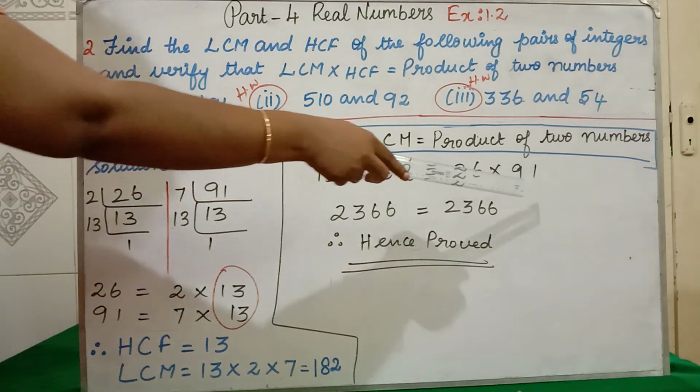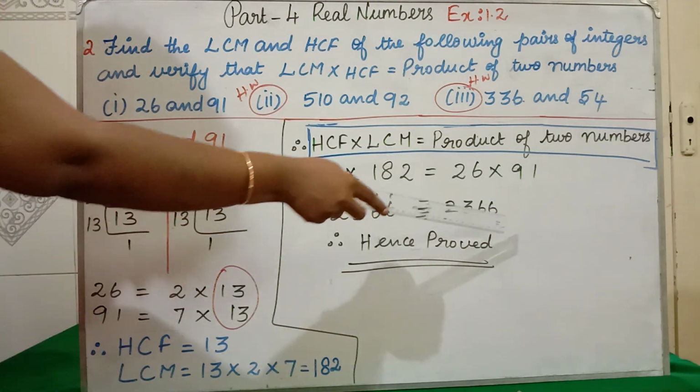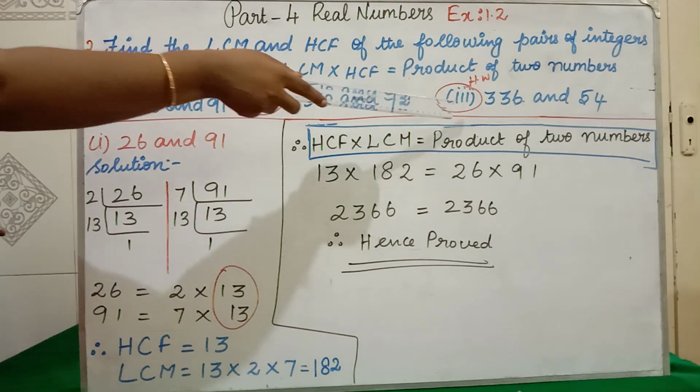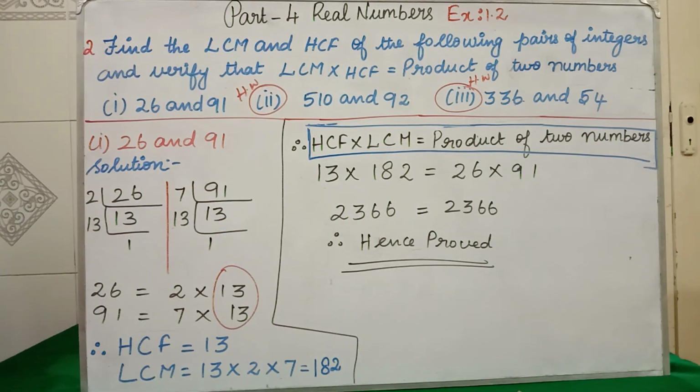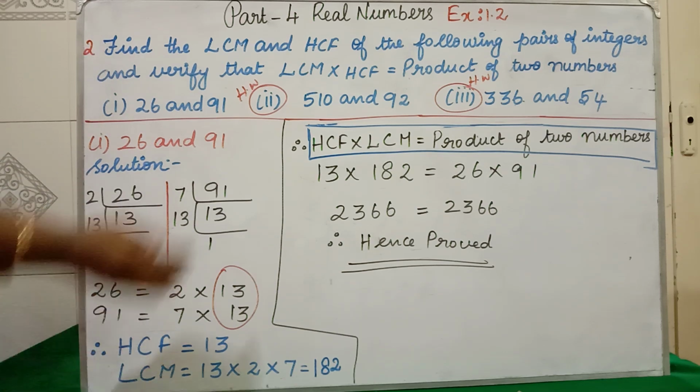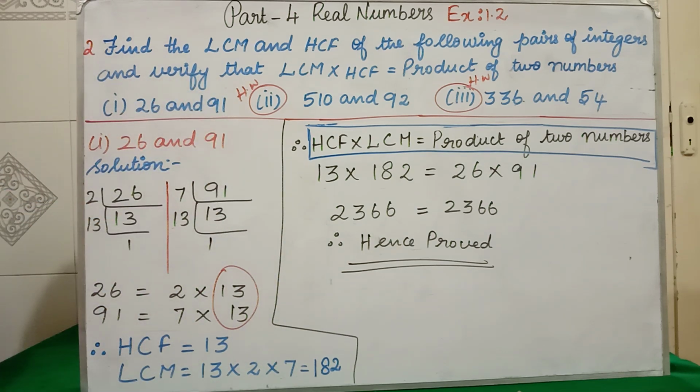Similarly, 26 into 91 is 2366. So, they asked us to verify, isn't it? Hence, we verified, or hence proved. We can write that at the last. Clear? The same thing you can do for the second and third sums also. You have to find 510 LCM and 92 LCM separately.